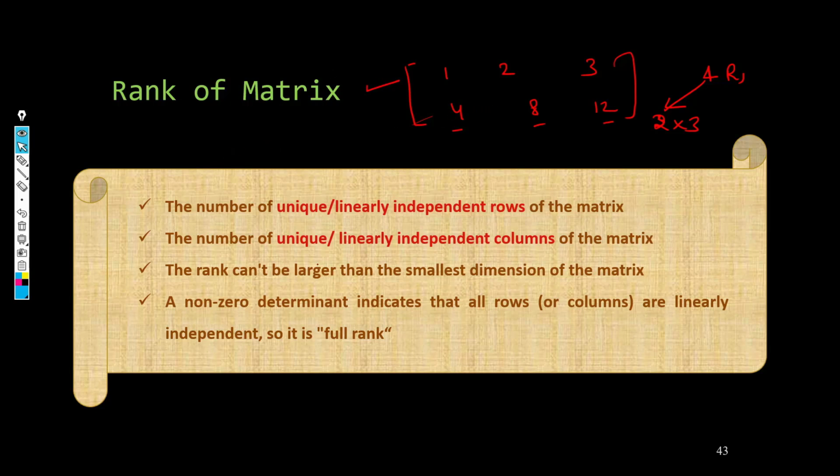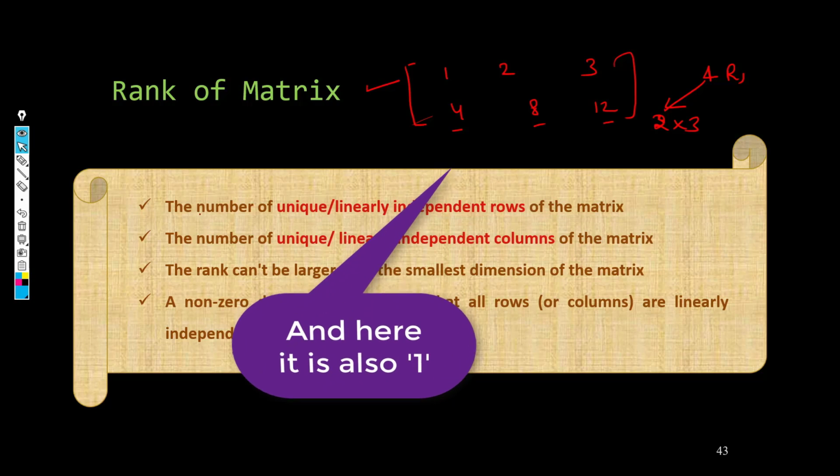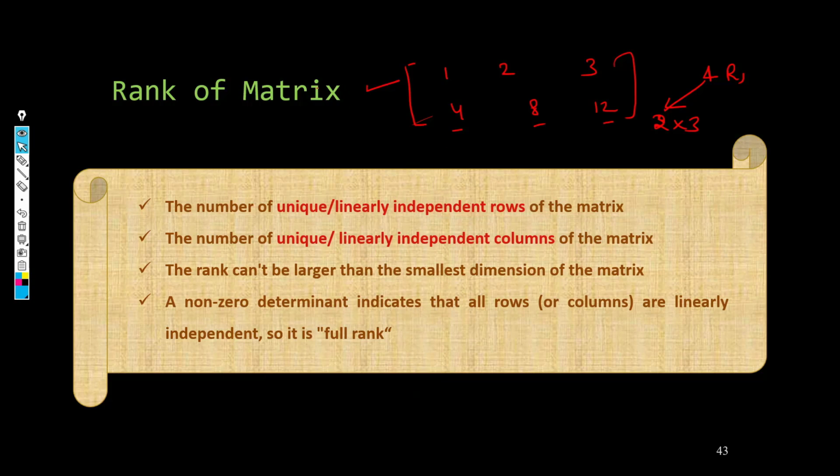And a similar thing we can check for the columns. If we look at the columns, the number of unique or linearly independent columns would be the rank of the matrix. And surprisingly, whatever way you compute for a bigger matrix, suppose you have a 10 by 8 matrix, if you look at rows or if you look at columns, these two will give you the same answer. Rank of a matrix is always unique, whatever way you calculate it. Now, we have already discussed rank cannot be larger than the smallest dimension of the matrix. So if it is a 2 by 3 matrix, the maximum rank can be 2. This we have already discussed.